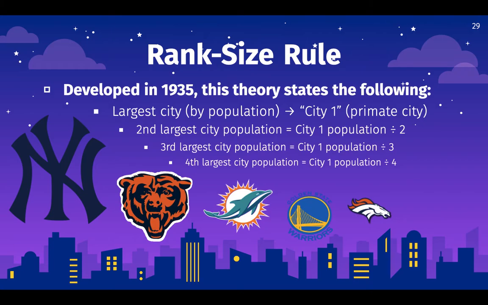Now, another scope through which we can look at the sizes and rankings of cities in a country is through the rank size rule. The rank size rule says the following. After the largest city in that country, the second largest city will have about one half of the population of the largest city. The third largest city will have about one third of the population of the largest city. The fourth largest city will have about 1/4 of the population of the largest city, and so on and so forth.